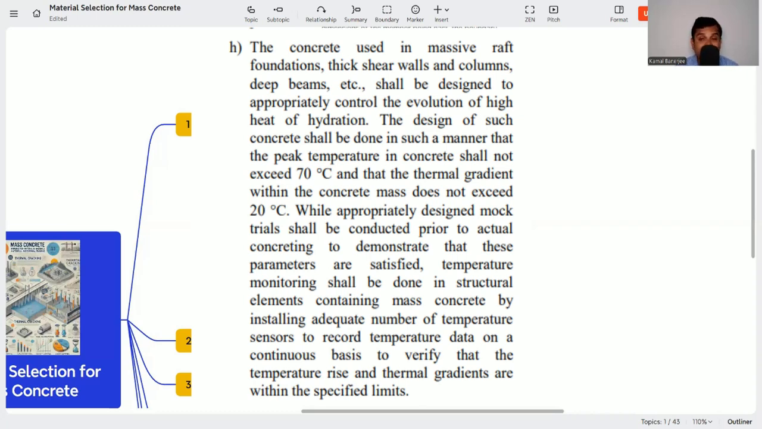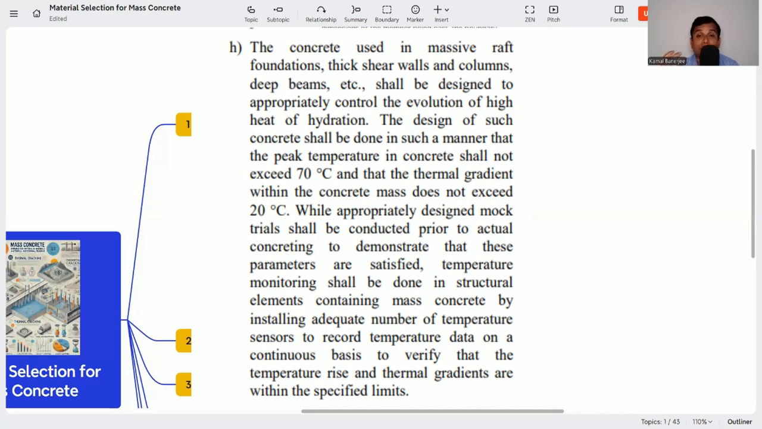While appropriately designed mock trials shall be conducted prior to actual concreting to demonstrate that these parameters are satisfied. So before doing any mass concreting, you need to do a proper mock-up to evaluate what will be the peak temperature, what will be the thermal gradient, and then only you can do the concrete.